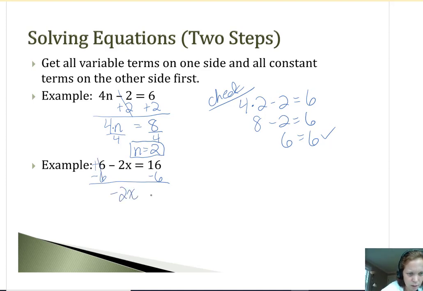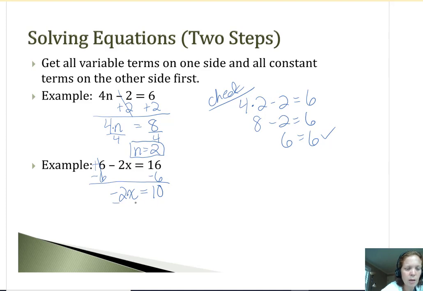So bring down the negative 2x, because that sign goes with the 2. Be careful that whatever sign or operation is in front goes with it. Now since I have to subtract 6 on the right side as well, 16 minus 6 is 10. So now this is negative 2 times x.